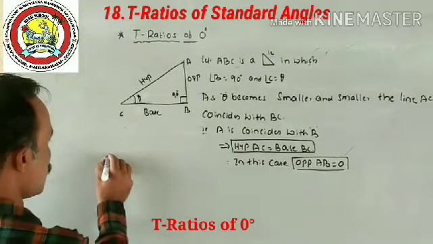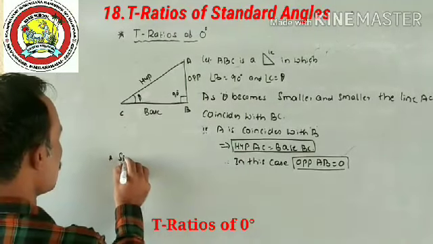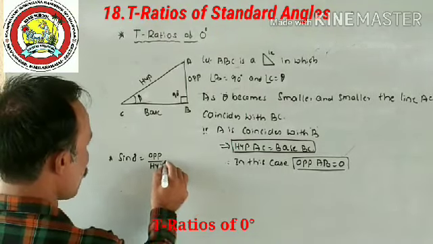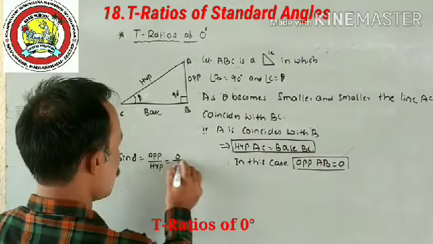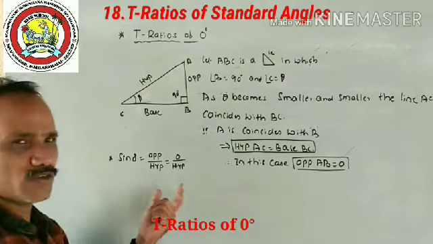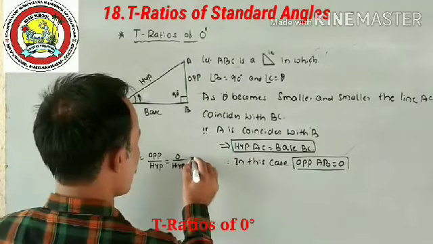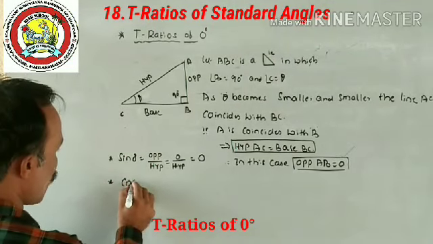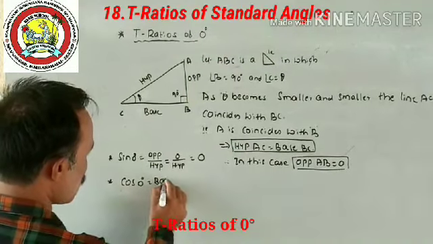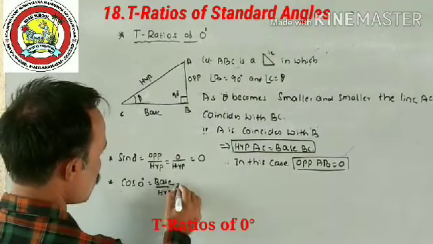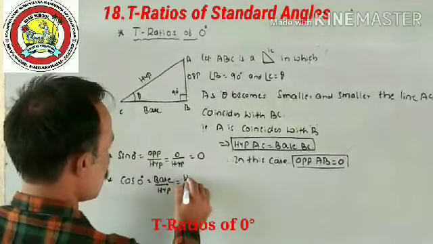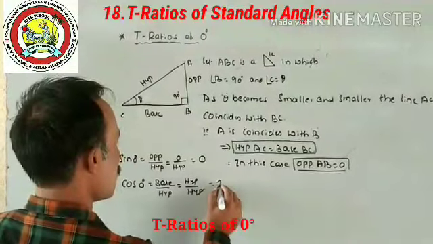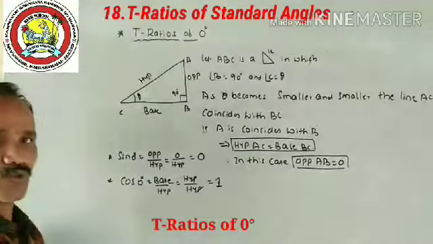Now I will write one by one. As the first one, sine 0 degrees, as the right ratio, is opposite divided by hypotenuse. Opposite is 0, divided by hypotenuse. Whatever value you take, no problem, 0 by anything is equal to 0. That's a very important point. Next, the second one, cos 0 degrees, is base by hypotenuse. Base is the same as hypotenuse, so divided by hypotenuse it cancels. What is the value of cos 0? That is equal to 1.